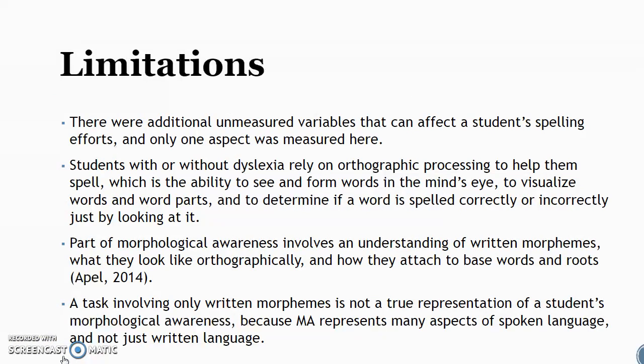There were other unmeasured variables that can affect a student's spelling efforts as well, and only one aspect was measured here. Students with or without dyslexia rely on orthographic processing to help them spell, which is that ability to see words and visualize them in your head. Part of MA involves understanding written morphemes, what they look like orthographically, and how they attach to base words and roots, and that wasn't addressed or assessed at all. So a task involving only written morphemes is not a true representation of a student's MA, because it represents many aspects of spoken language, not just written language.